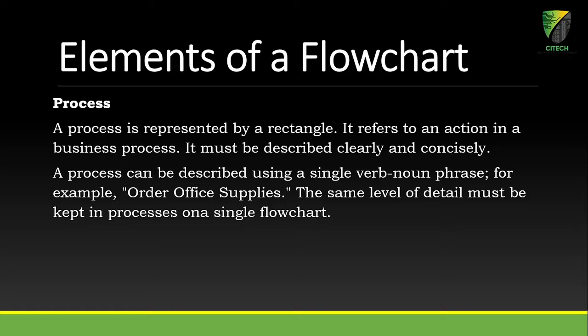The first element of a flowchart is the process. A process is represented by a rectangle. So we are using a rectangle to visualize a process. It refers to an action in a business process. It must be described clearly and concisely. A process can be described using a single verb-noun phrase.